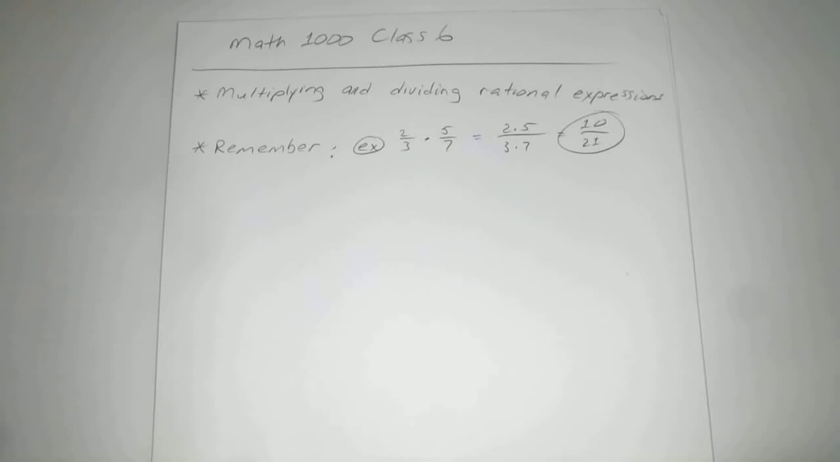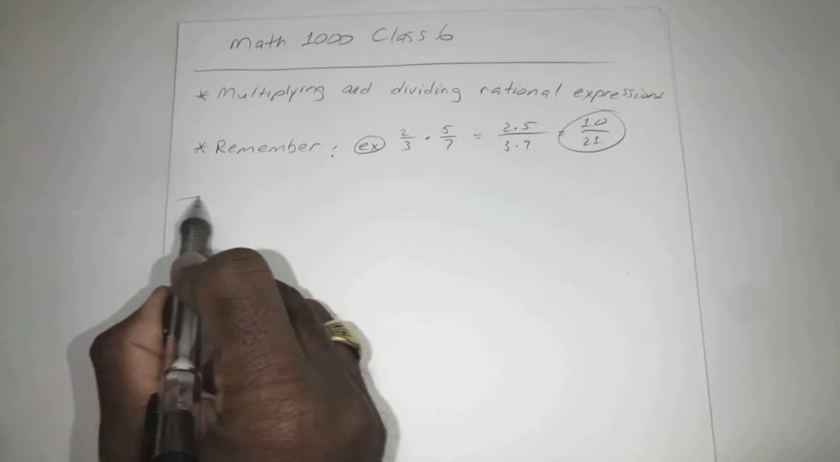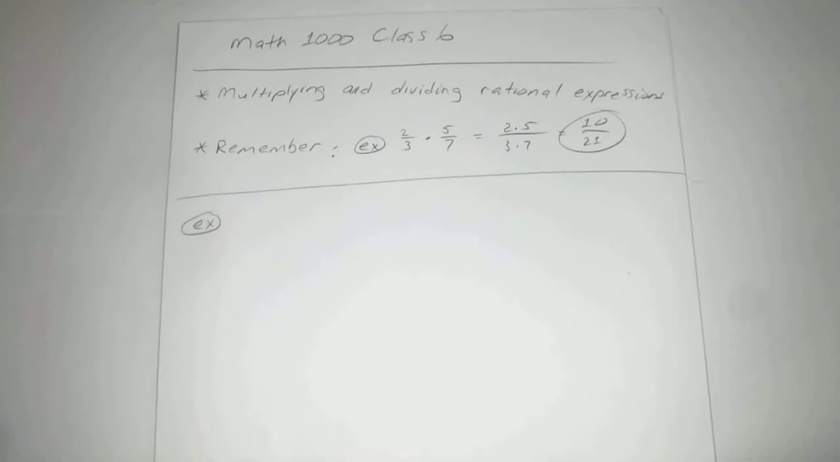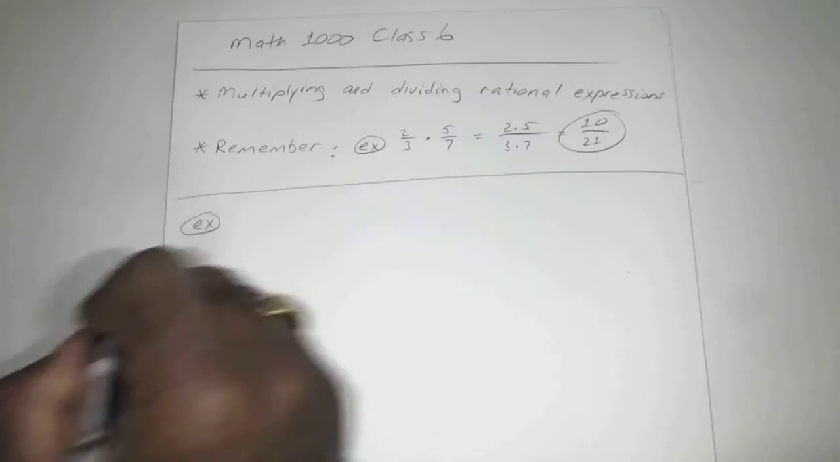Okay, so the exact same thing is going to happen when you multiply rational expressions. You're just going to multiply your numerators and then multiply your denominators. But before you can do that, you have to factor it if it's a polynomial. Okay. So let's first start off with just single term examples.